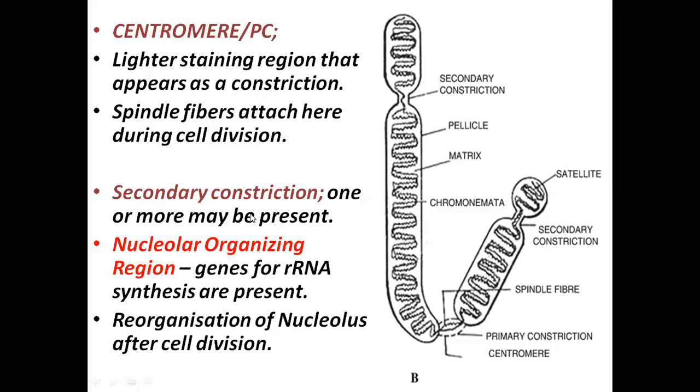Now, these secondary constrictions are often associated with the nucleolus. This particular part is often associated with the nucleolus during interphase and takes part in the reorganization of the nucleolus after cell division. Hence, it is called the nucleolar organizing region. At this region, genes for rRNA synthesis are present.